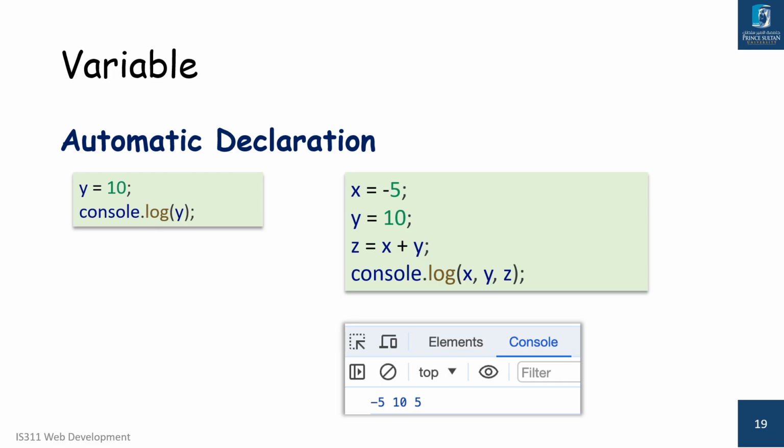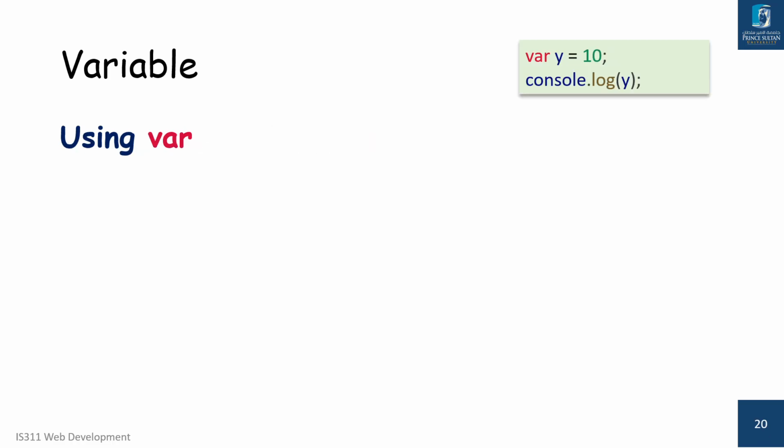So here we are printing the x, y, and z values on the console. So it will print -5, 10. And then when I say x plus y, 10 plus -5, that will become 5. So it shows me those values.